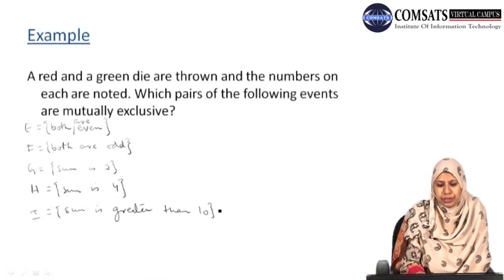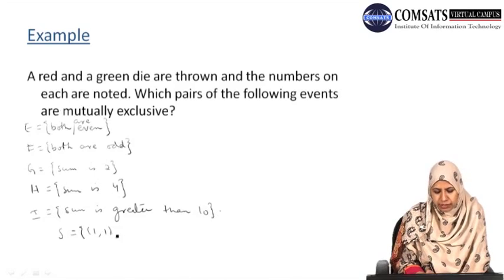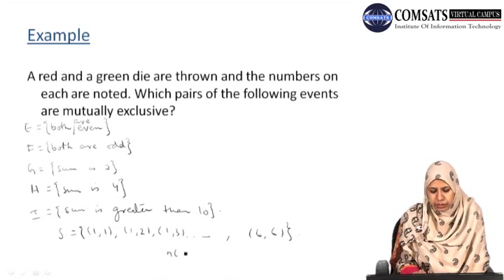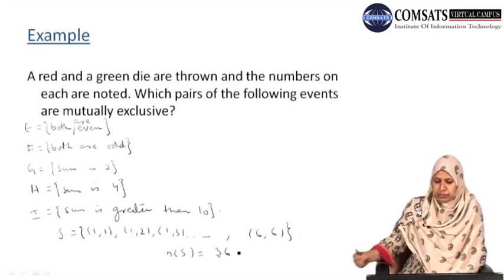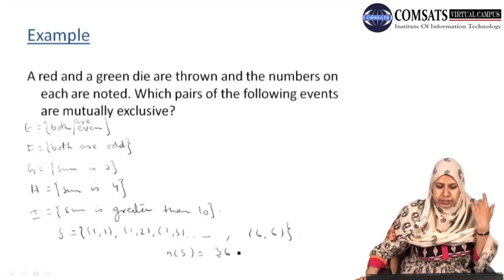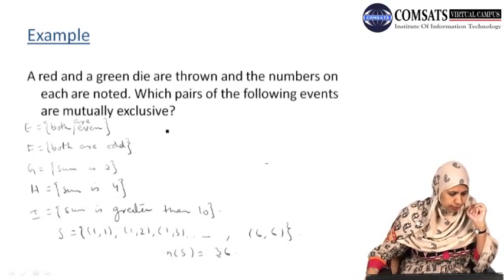We recall that our sample space in this case has the possible outcomes in the form of ordered pairs as 1 1, 1 2, 1 3, and so on up to the possible outcome 6 6, where the size of the sample space is 36. That is, we have 36 possible outcomes when we roll a pair of dice. And now we have to check which of these events are mutually exclusive or not.